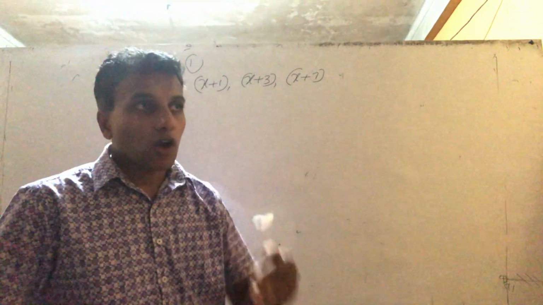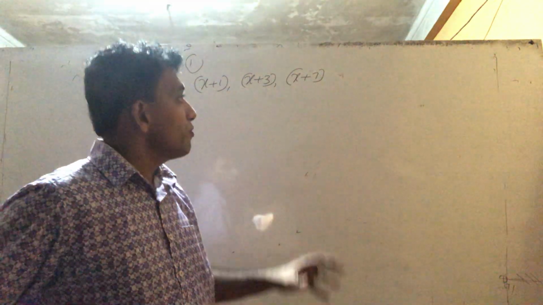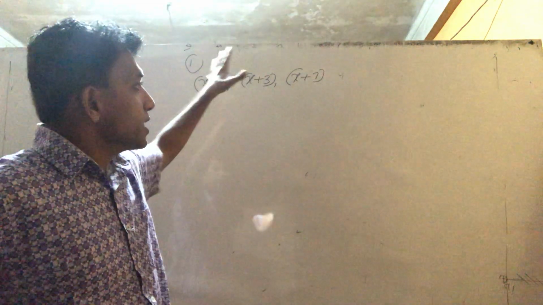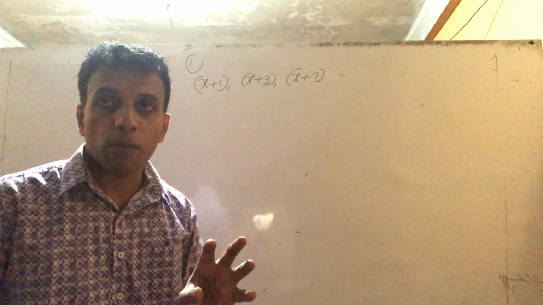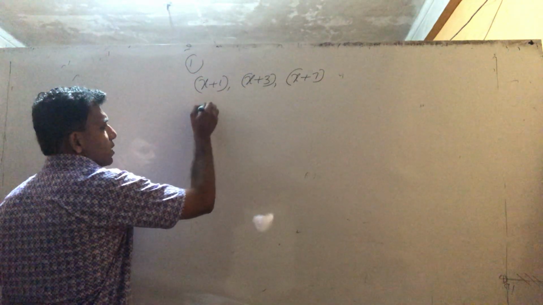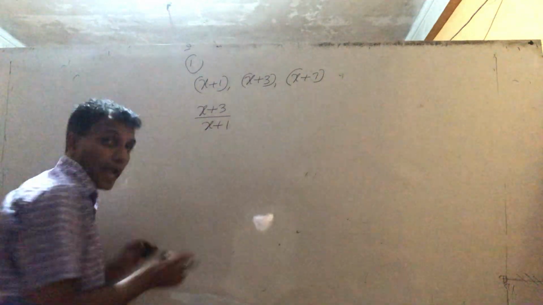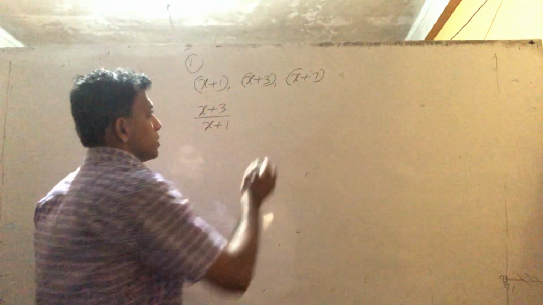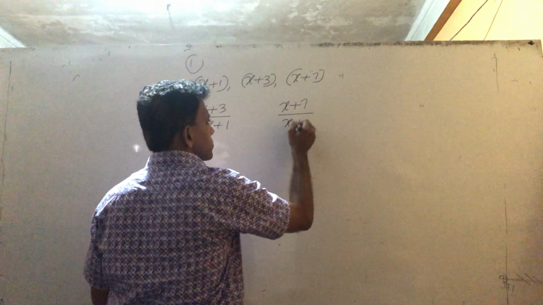So what is GP? Each term is multiplied by a common ratio R. Therefore, to find the x value, you need an equation. So you build up an equation for the common ratio. What is the method of finding the common ratio? Second term divided by first term: x plus 3 divided by x plus 1. Another method of finding the common ratio: third term divided by the second term, x plus 7 divided by x plus 3.